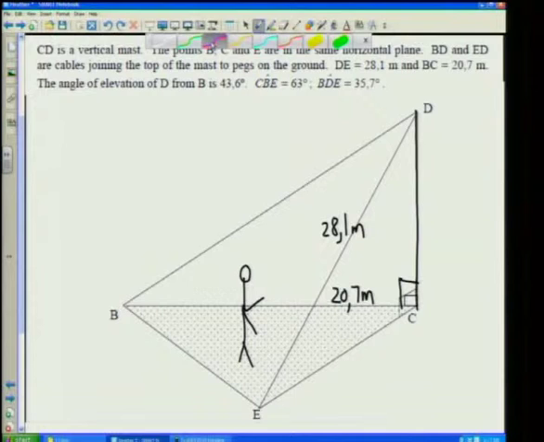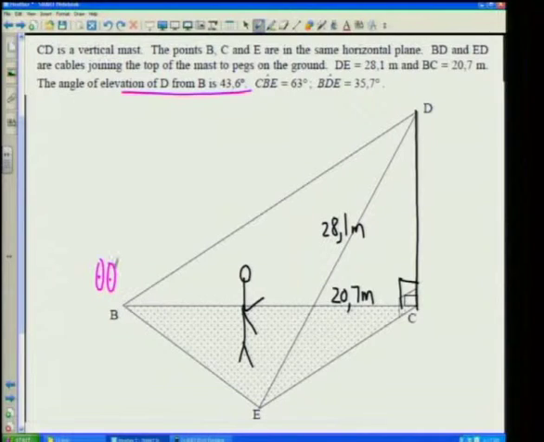All right, and the angle of elevation of D from B is 43.6. Now, sometimes they put this stuff into the picture for you, and other times they actually want you to put it in yourself. Now, this is important. It's the angle of elevation of D from B. So now I always envisage that I've got somebody lying on the ground, okay, and he is at B, and he's looking up to D. So the elevation from B up to D is 43.6. So this here is 43.6 degrees.